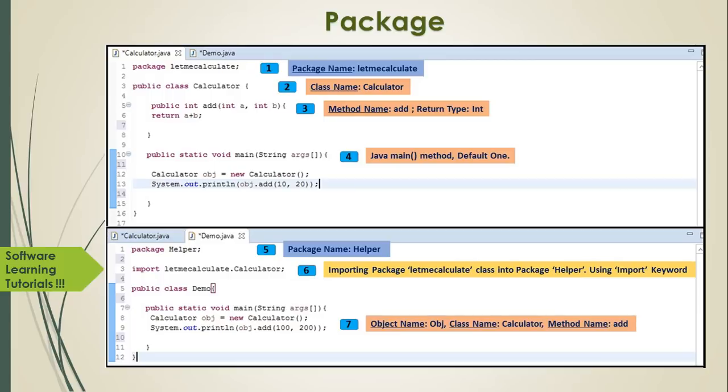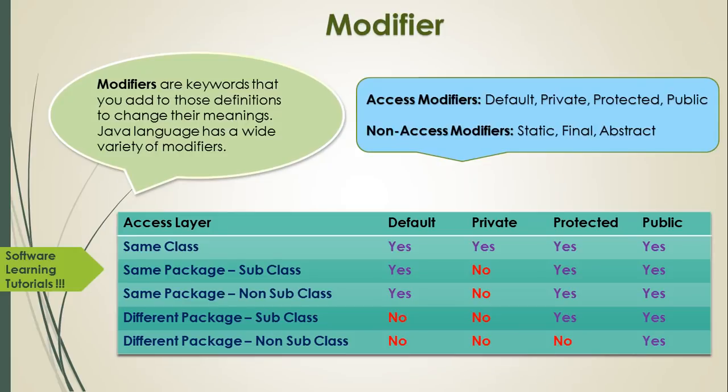Let me take you to the next slide. As I informed earlier in this presentation, for package, class, interface, and object, everything depends on the access level we have given to them. To restrict the access level of any object in Java, we have keywords which we normally call modifiers. Modifiers are keywords that you add to a definition to change its meaning, to change its access level.